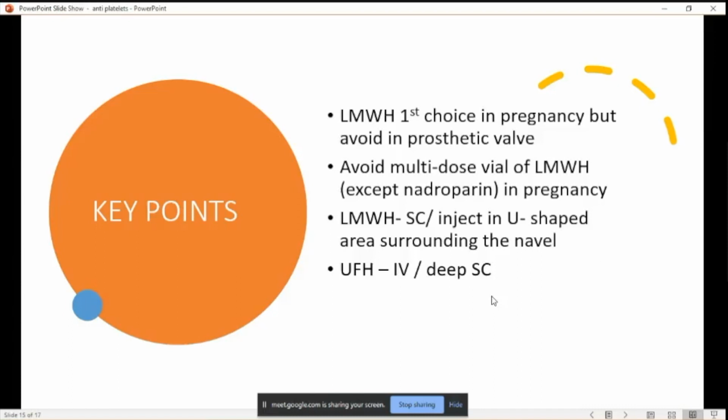Low molecular weight heparin, I already mentioned, is available as sub-Q. And where do we inject? We inject in the U-shaped area surrounding the navel. So usually the lower abdomen.